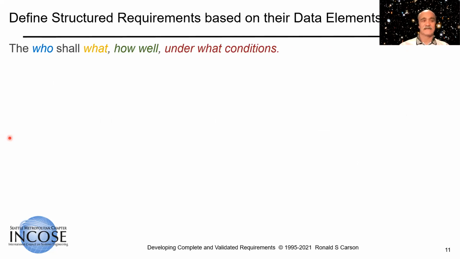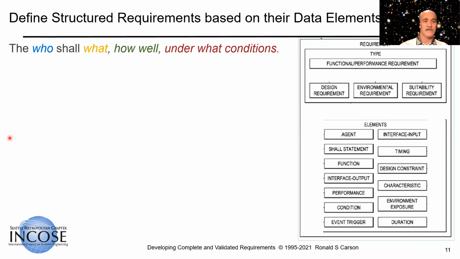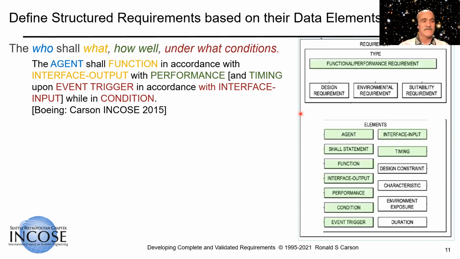So from that, we detailed out each of the types and realized this basic pattern, the who shall what, how well, under what conditions. And this is a graphic out of the patents. It's got the 4 different types, and then all the elements associated with the various types. We don't use all those elements on every type, but they're color coded in this presentation so you can see. For example, the functional performance type has the most elements, and these are colored in green, and I apologize if anybody is color challenged and can't see that.